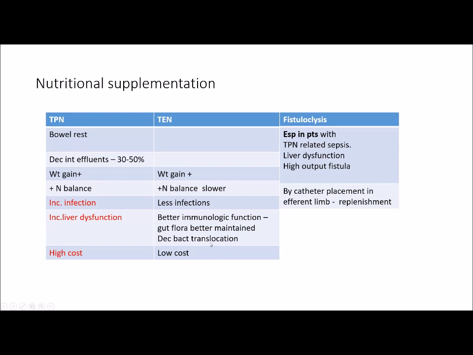That is why the main reason, basically, the maintenance of the gut flora, is perhaps one of the major reasons why I should always shift to TEN as early as possible. Right? Now, the fistuloclysis, especially in patients with TPN-related sepsis, liver dysfunction. These are the patients where the patient still has a high output fistula and is not able to maintain TEN. There you can afford to combine it with fistuloclysis, right? And as I said earlier, the catheter is placed in the efferent limb for replenishing the amount of effluent.